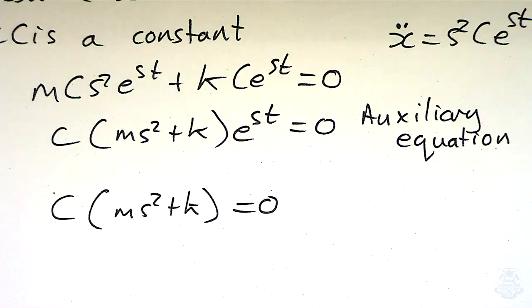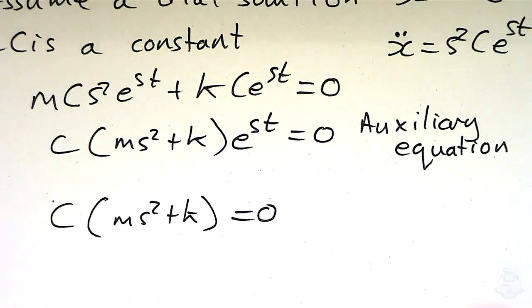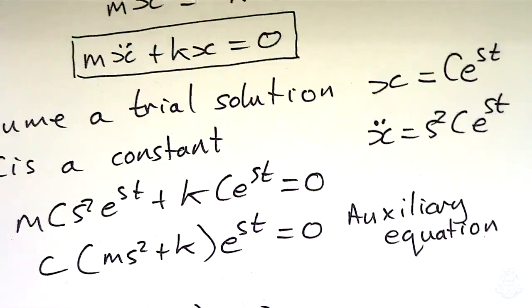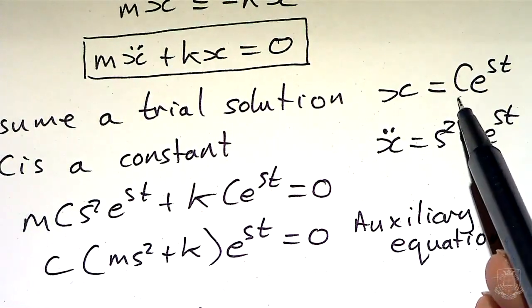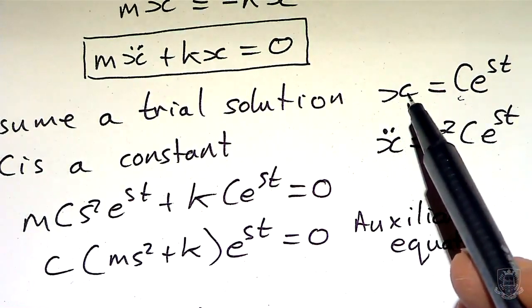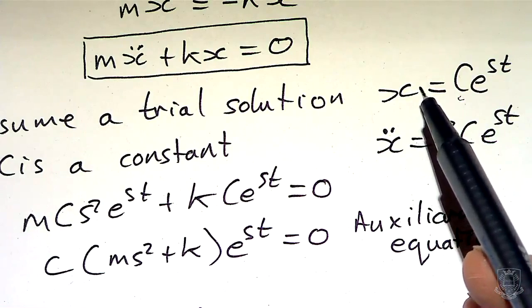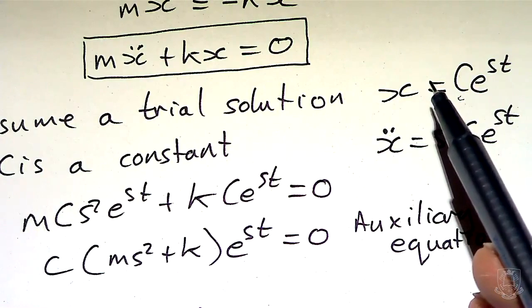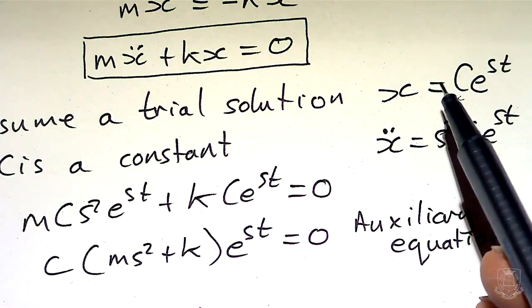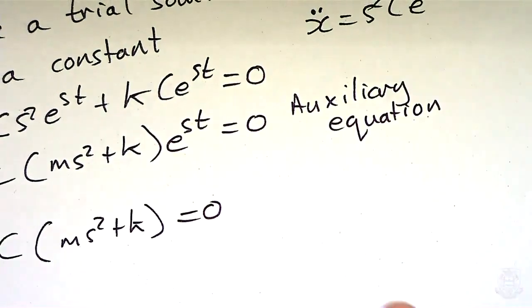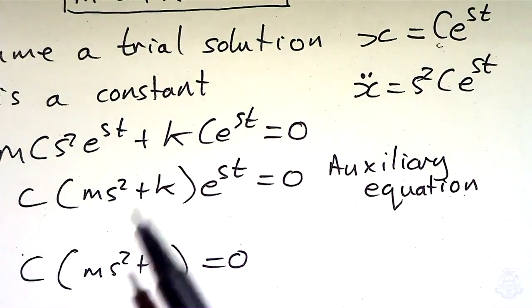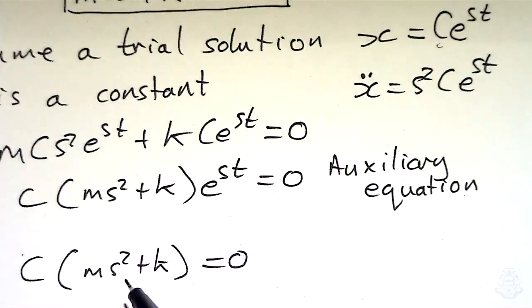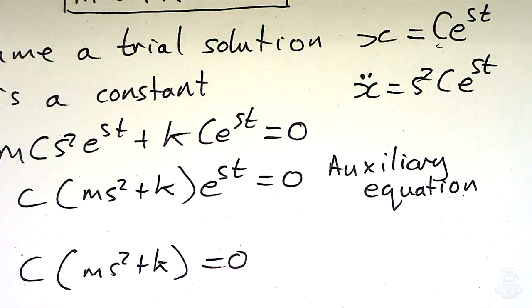Now, if the constant is 0, if we go back to our assumed solution, then it means x is 0, and that's a valid solution, but it means that there's no motion. So that's like the static case. It works, but it's not a solution of interest to us. The solution of interest to us is when the bracket is 0, sometimes called the non-trivial solution.